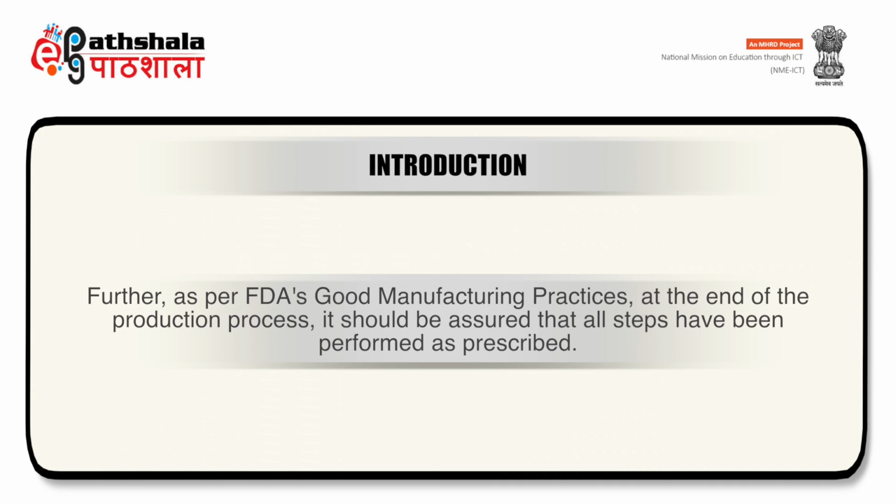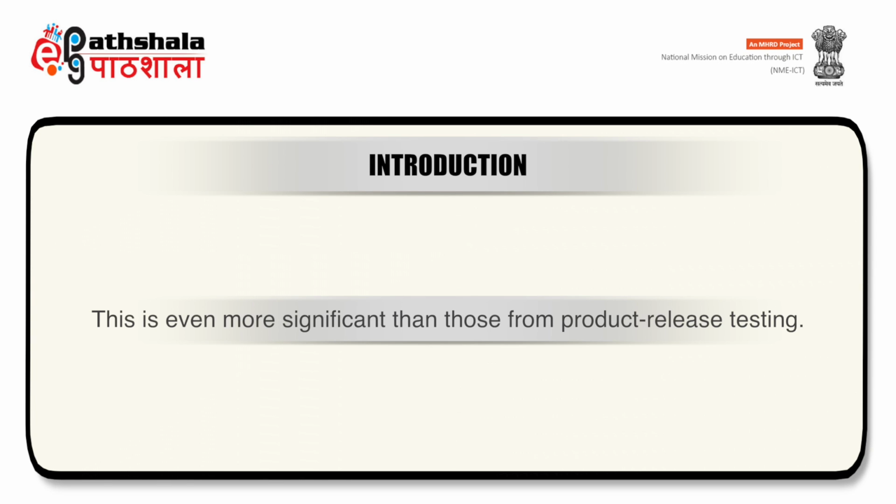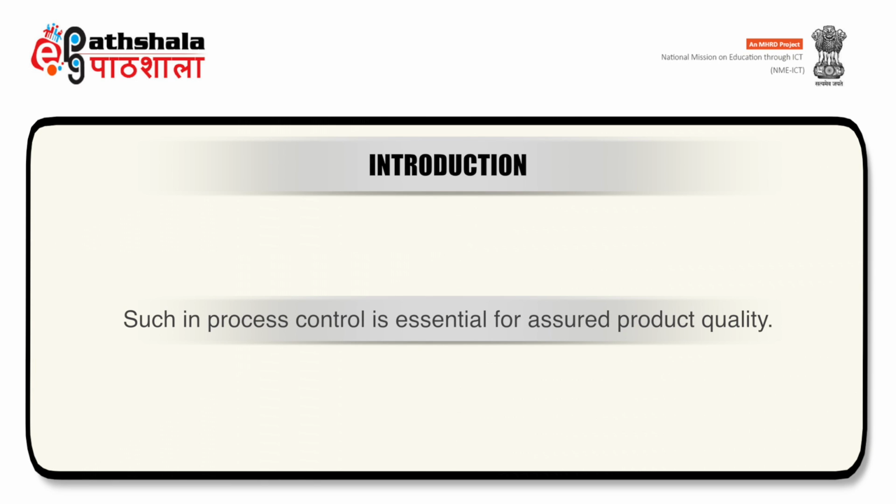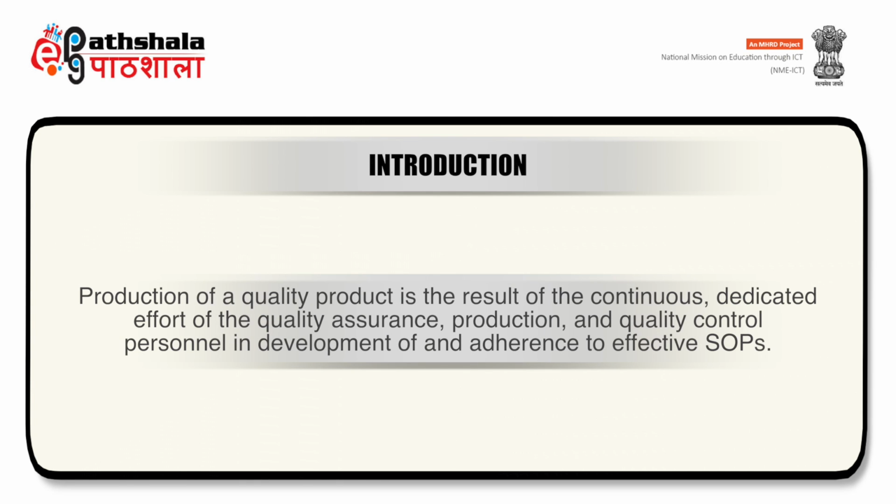Further, as per FDA's good manufacturing practices, at the end of the production process, it should be assured that all steps have been performed as prescribed. This is even more significant than those from product release testing. This requires extensive record keeping. Such in-process control is essential for assured product quality. Production of a quality product is the result of the continuous dedicated effort of the quality assurance, production and quality control team in development of and adherence to effective SOPs.